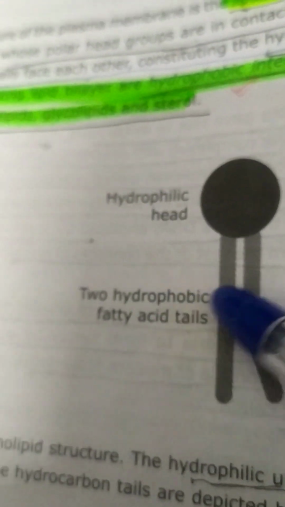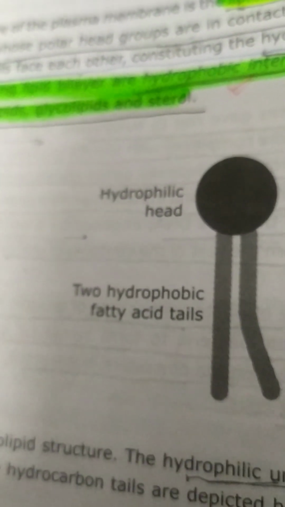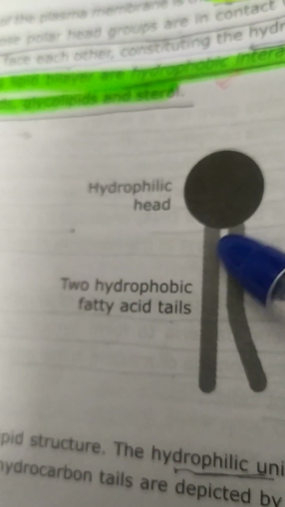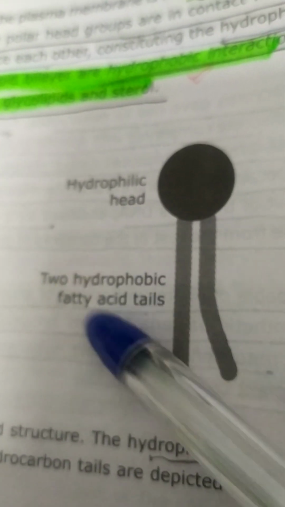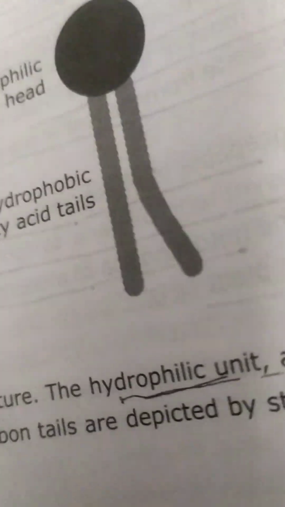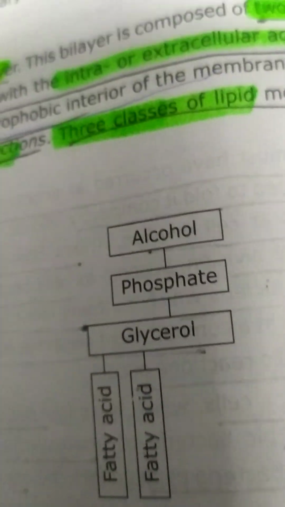This is your hydrophilic head, and this is your hydrophobic tails. Hydrophobic tails means they avoid the water. So fatty acids are not soluble in polar compounds, they are not water soluble. So phospholipids are fatty acids. This is the double layer, this is your phospholipid bilayer.